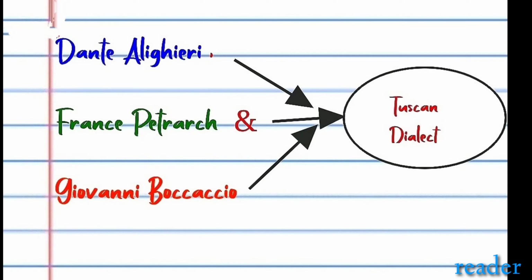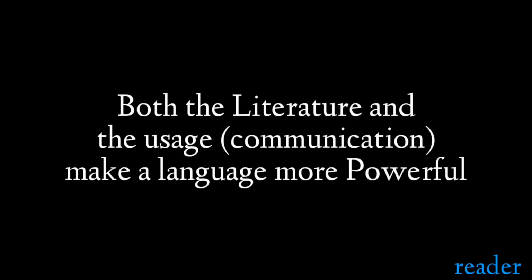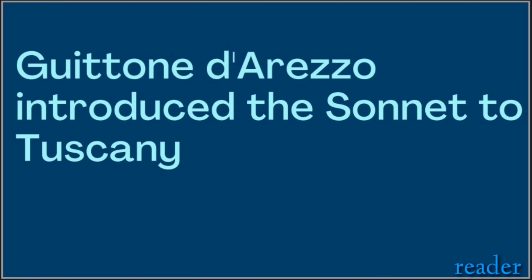So we can say that a language will be more powerful if it is enriched with more and more literary forms or literature. It was Guittone di Arezzo who introduced the sonnet into Tuscany and adapted it into Tuscan when he founded the Tuscan School or Guittonian School of Poetry.